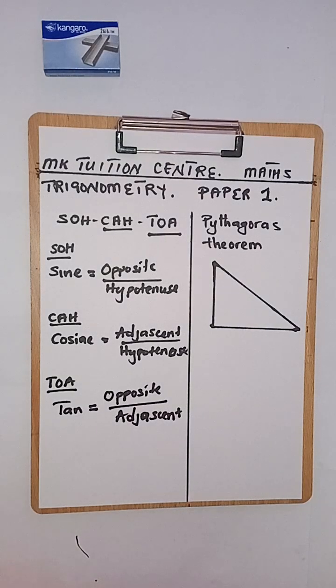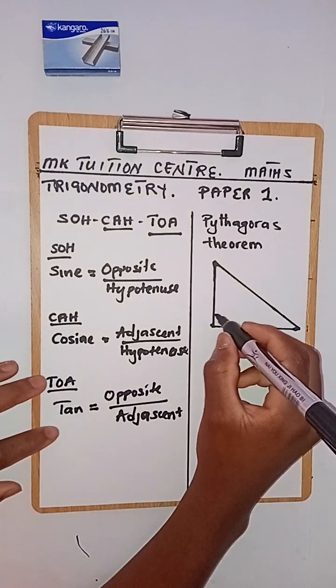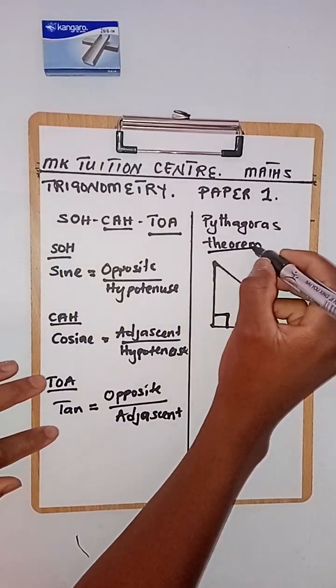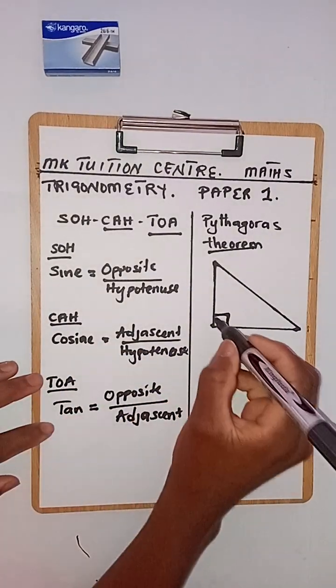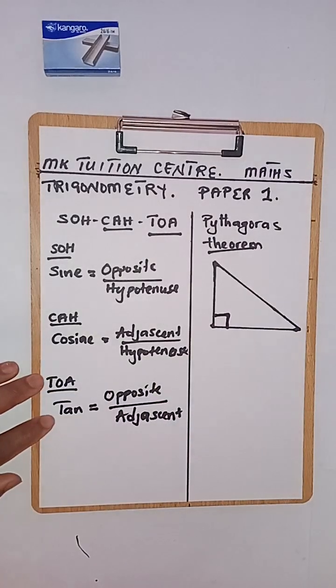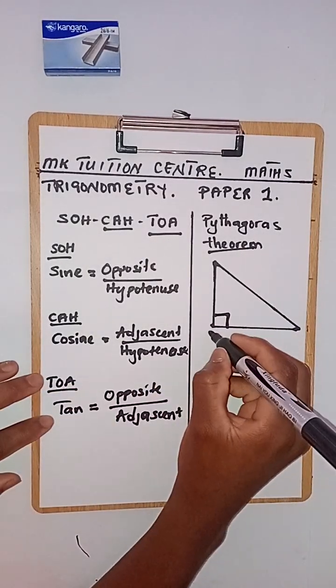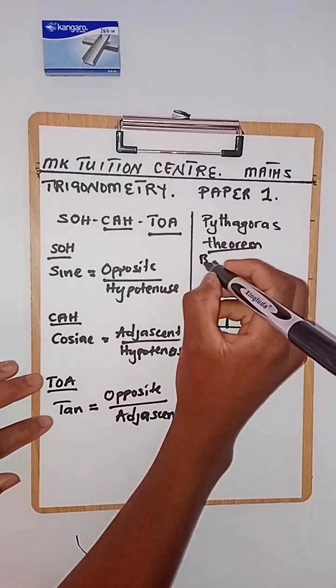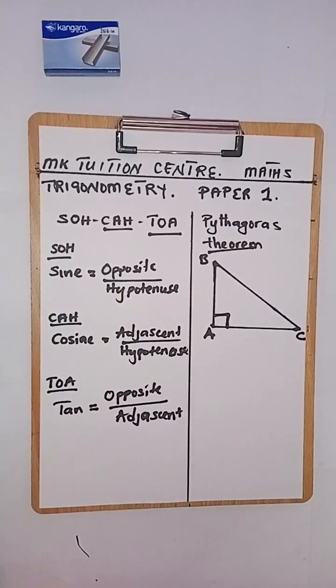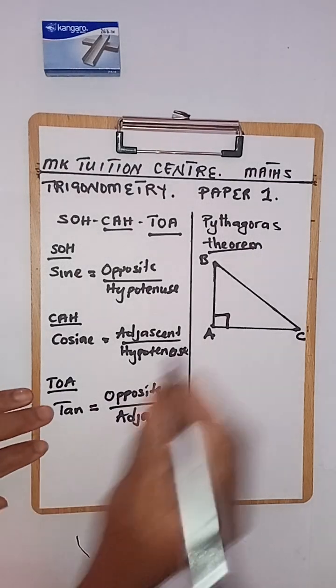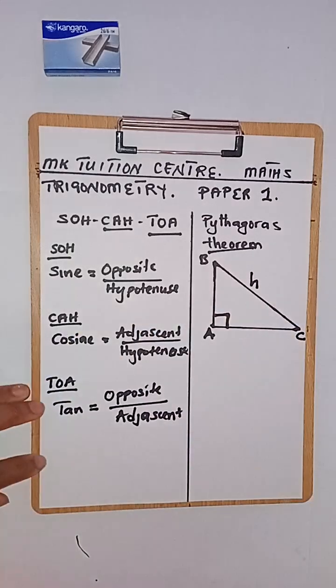Now, let us have a look at Pythagoras theorem. So here you must have 90. Even this theorem only applies when you have a right angled triangle. So here we have a right angled triangle. For example, we have our A here, then our B, our C. And then we are told to use this theorem. Now look at this. The longest side is called the hypotenuse. So this will be our H, hypotenuse.